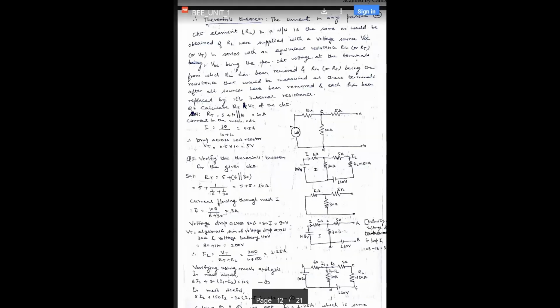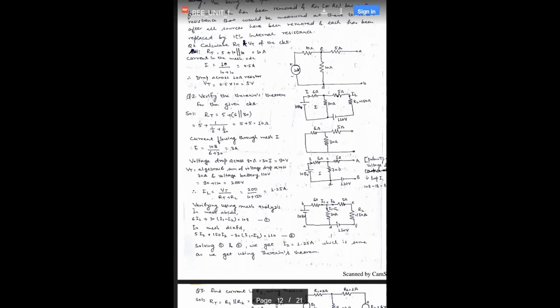Okay, first of all, we will be taking the simpler problems so that it is clear. Then we will move further to complicated ones. So this is the circuit which is given here, and in this circuit we have to calculate RT and VT of the circuit, Thevenin resistance and Thevenin voltage. So what we can do is the same as what we have derived. We can calculate the Thevenin resistance first or the current first, that is up to us.